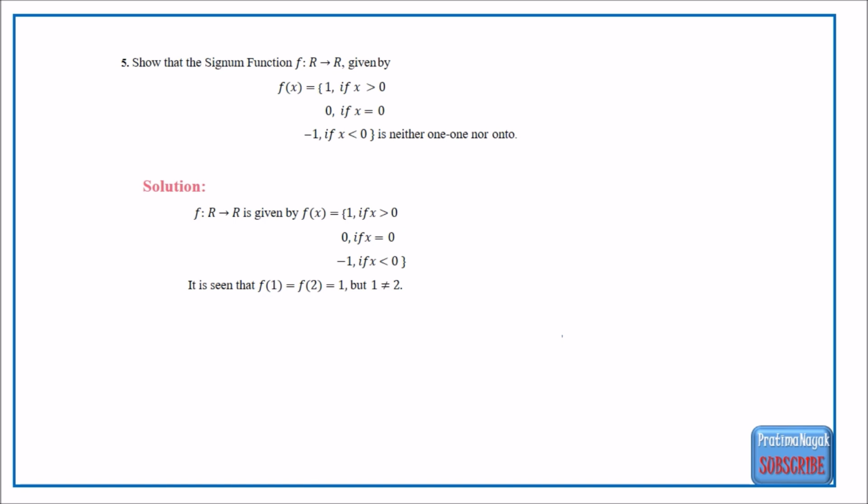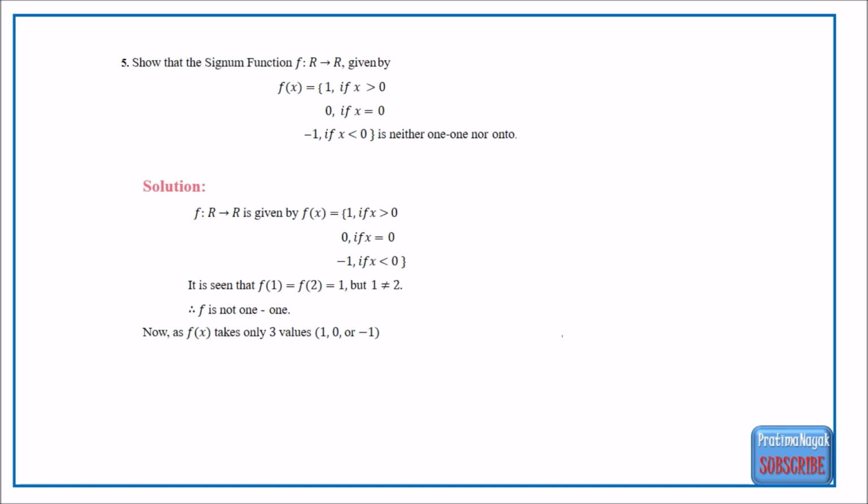So by this definition, when x is greater than 0, y is always 1. So f of 1 is also 1, f of 2 is also 1, but 1 is not equal to 2. That means f of x1 is equal to f of x2, but x1 is not equal to x2. So it is not one-one.